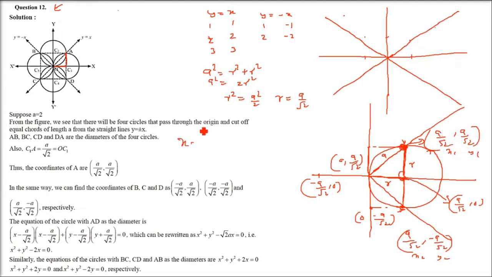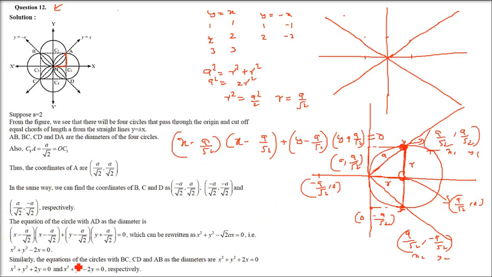So I'll just put it in the equation just to give you an idea how the other three equations are going to be made. So x minus a by root 2, x minus a by root 2, because we have x1, x2 as this one, y minus a by root 2 and y plus a by root 2. This is equal to 0. So just solve it, you'll get the equation. Multiply the whole thing with root 2. The best way is to do this.